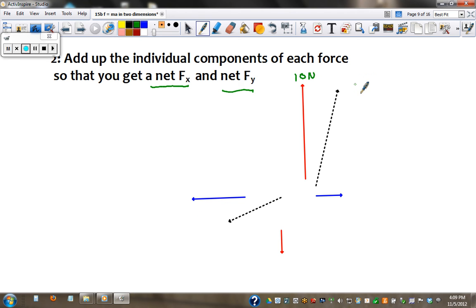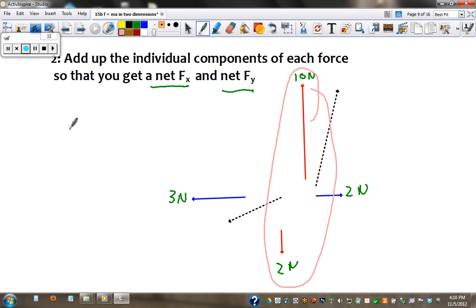So if this adds up to 10, and this adds up to 2, and the components of this one are in the opposite direction, we'll say this looks to be about the same, 2 newtons, and this seems to be about 3 newtons. Well, then we can add these up. We can add up the 2 red ones. They're going to cancel each other out. So our net Fy is overall plus 8 newtons. And our Fx net equals minus 1 newton, or just 1 left. And the plus just means up.